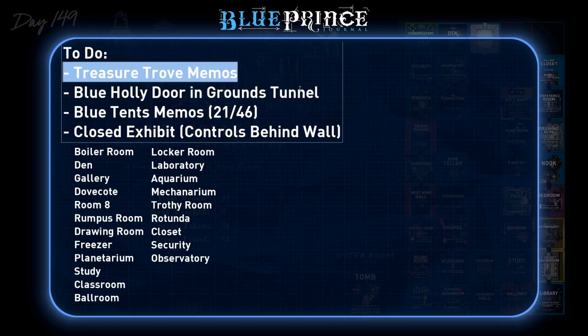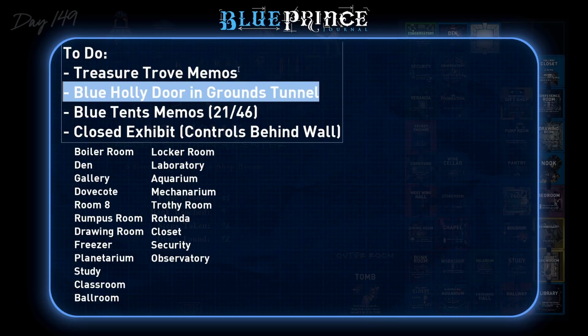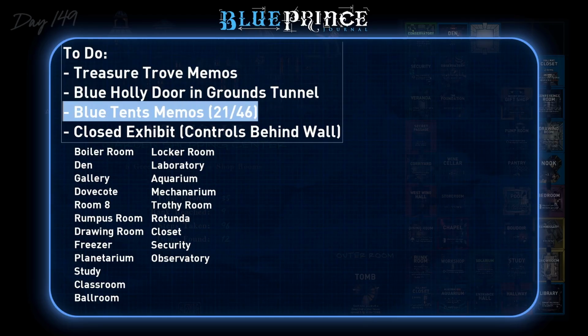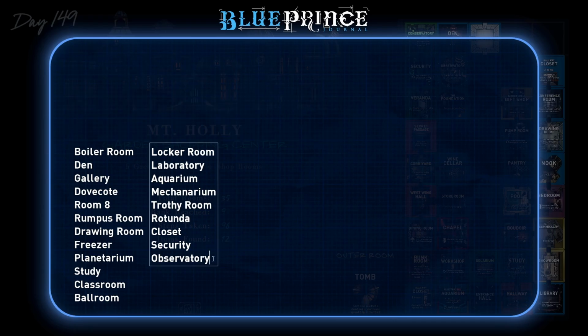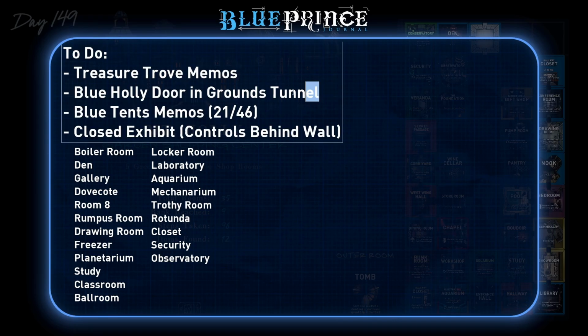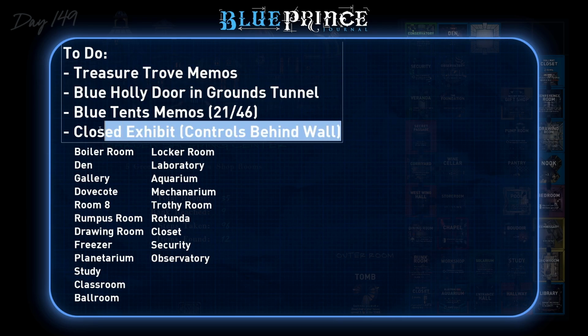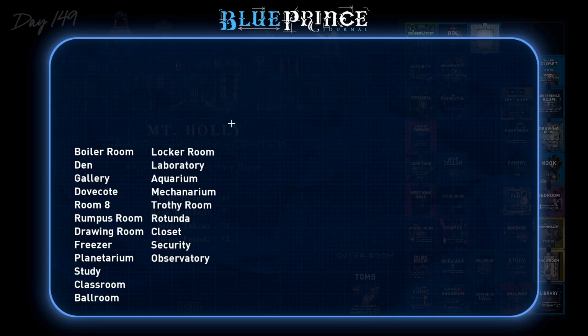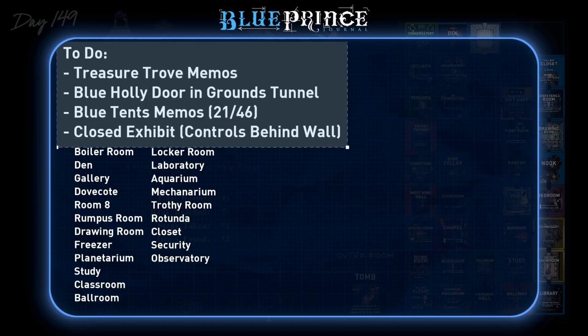I want more treasure trove memos because those are useful, I think. I need to find more blue tents memos. I don't know how to open this up. I do know how to do this though. So I think I'll try to do that next time.